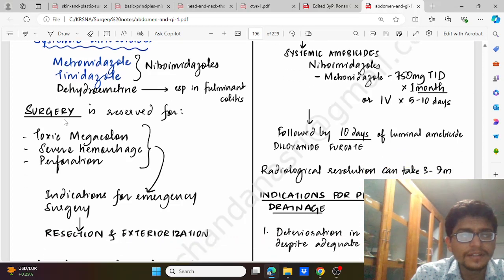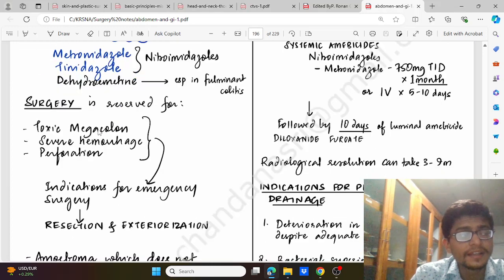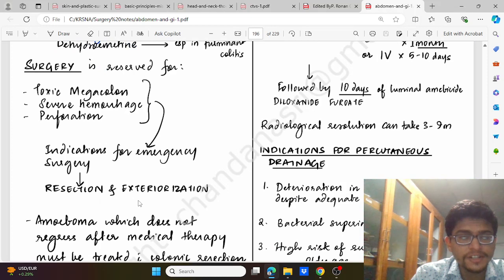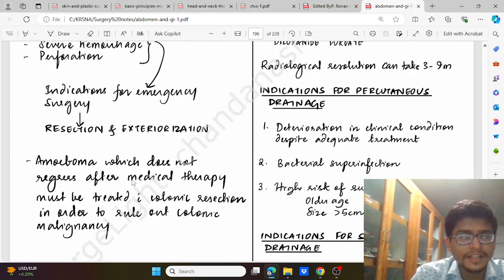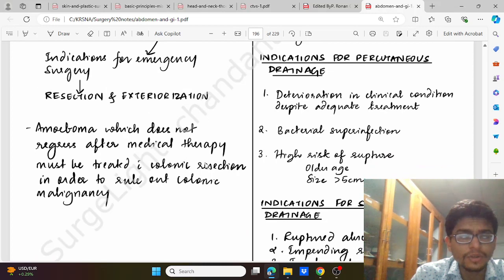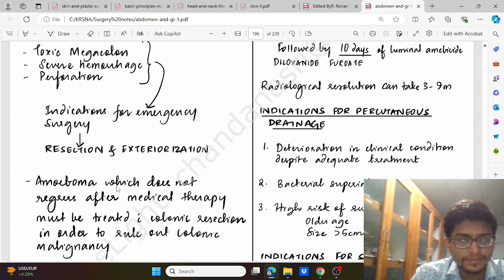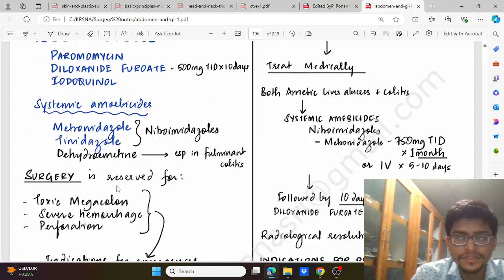Surgery will be reserved for fulminant colitis. For systemic amebiasis, we use dihydroemetine. Surgery is reserved for emergencies like toxic megacolon, severe hemorrhage and perforation, where we have to resect and exteriorize, that is stoma formation. Amoeba which does not regress after medical therapy must be treated with colonic resection to rule out colonic malignancy. So in case of emergency or in chronic condition, we have to go for surgery.